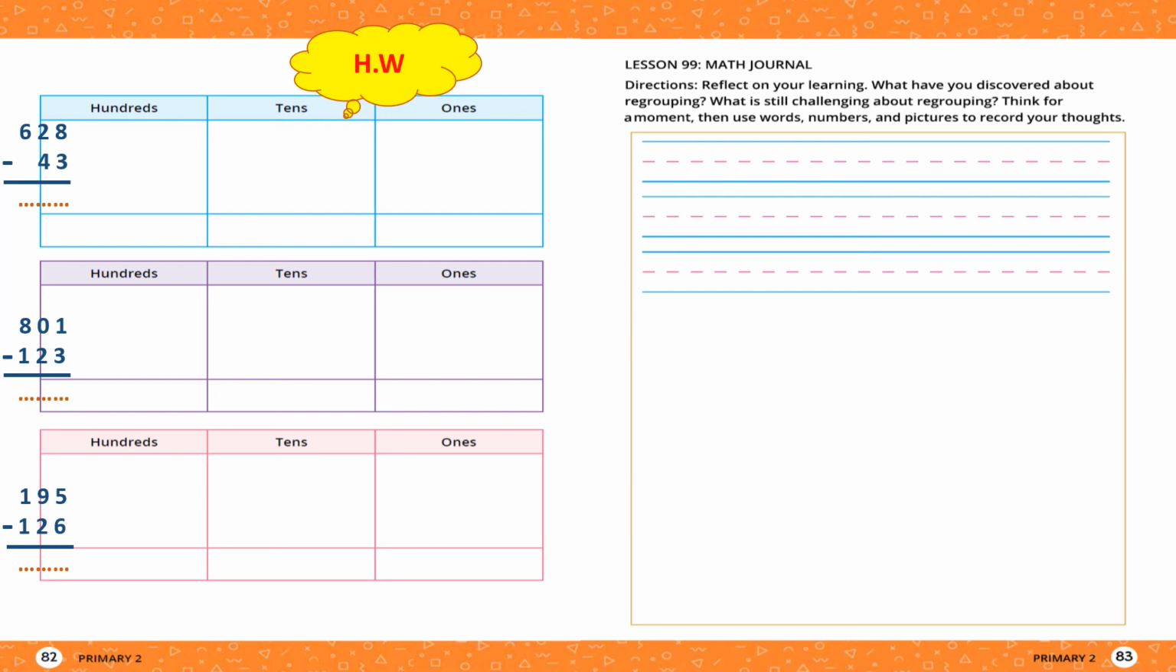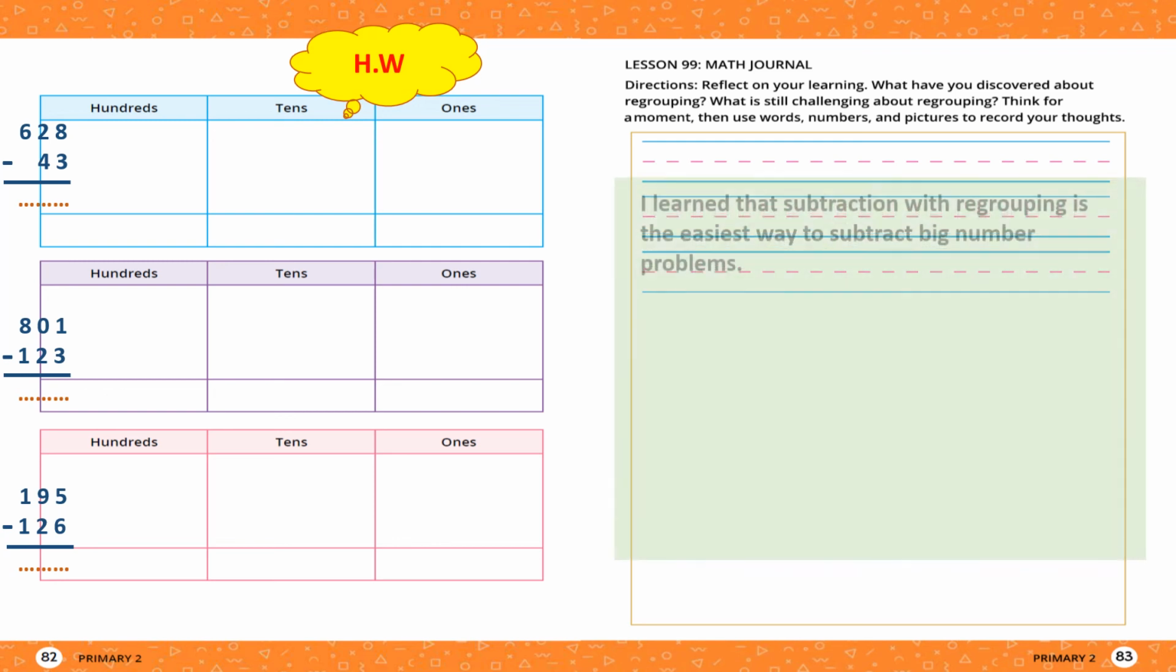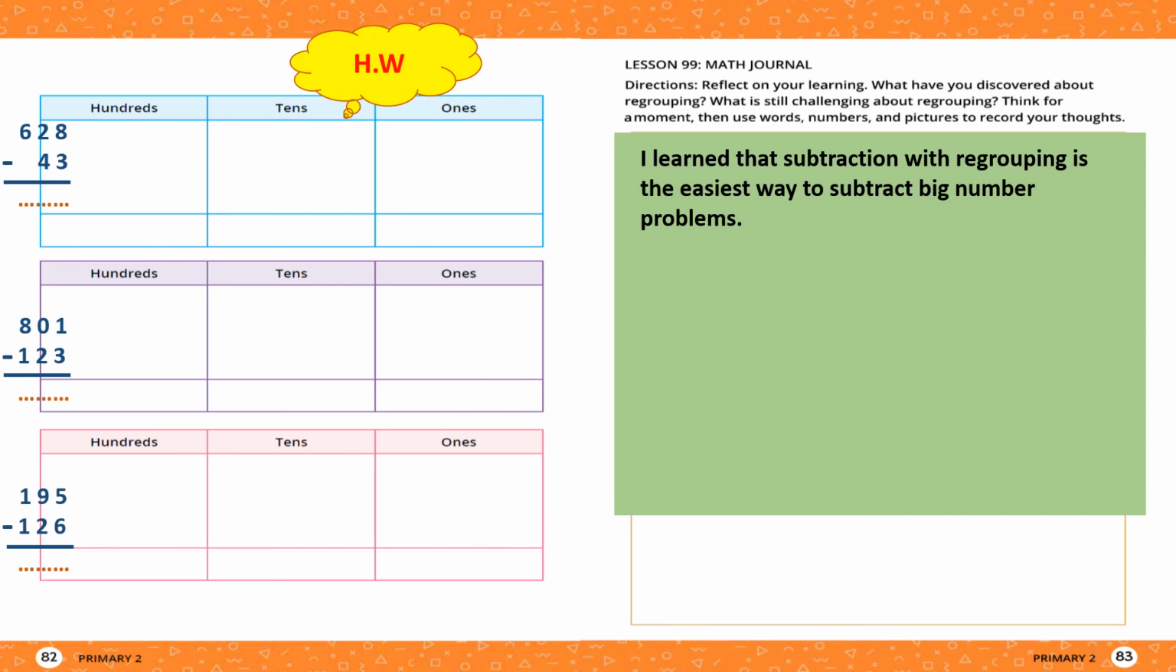Lesson 99, the Math Journal part. Reflect on your learning. What have you discovered about regrouping? What is still challenging about regrouping? Think for a moment, then use words, numbers, and pictures to record your thoughts. We learned that subtraction with regrouping is the easiest way to subtract big number problems.